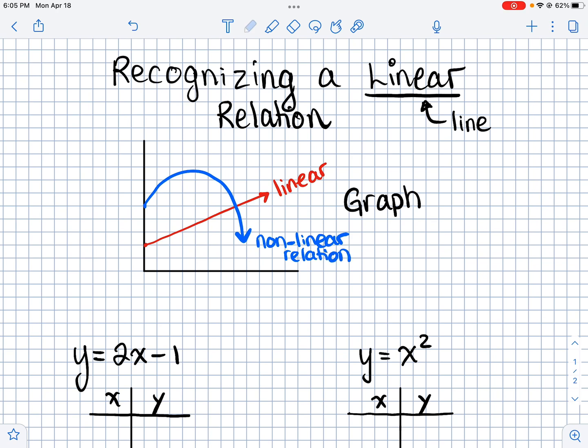So from a graph, it's really easy. Just see if it's a line or not a line. So we have a linear relation in red here, that's a line, and then this blue curve is nonlinear. So we can tell really easily from a graph if something's going to be a linear relation or a nonlinear relation.